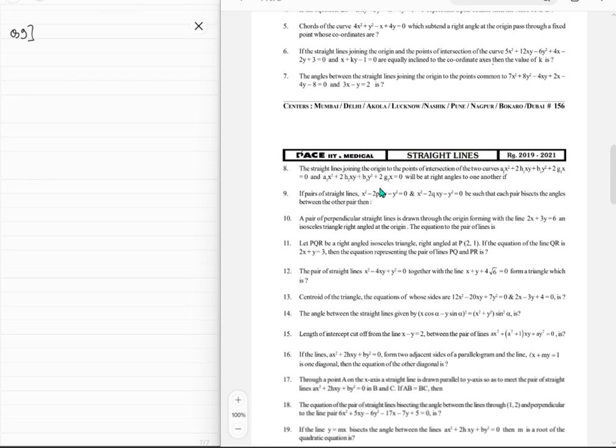Okay, question number 9. If the pair of straight lines, this and that, are such that each pair bisects the angle between the other pair. Okay, fine. So both of these pairs of straight lines have a 90 degree angle. Maybe this is the first pair, and you want the other pair to be bisecting the angles. So it will naturally be at 90 degrees, and that means this is 45 degrees everywhere. Okay, I understand what's happening.